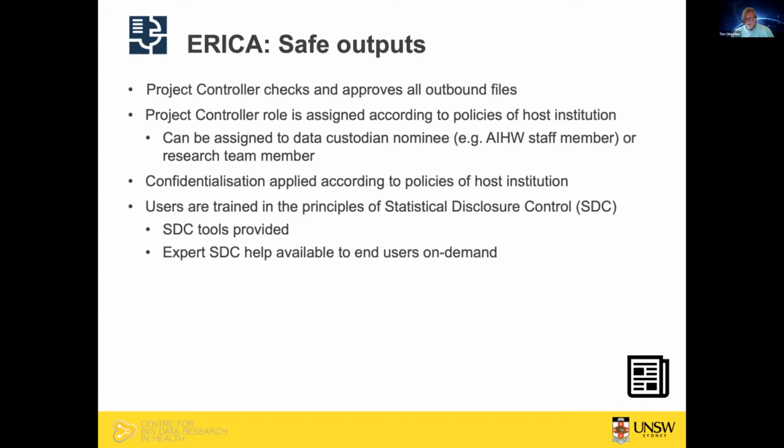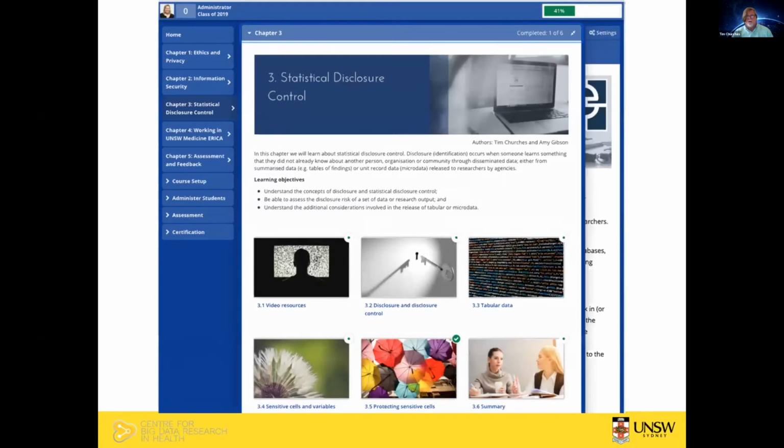I won't go through all the details of how we go about this, but we provide a lot of audit trails and audit checks around this. And finally, we also address safe outputs by providing training and tools for researchers to check for statistical disclosure control issues in the research outputs that they're taking out of the environment. And we have training modules around that as well.